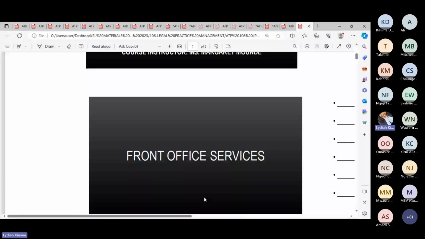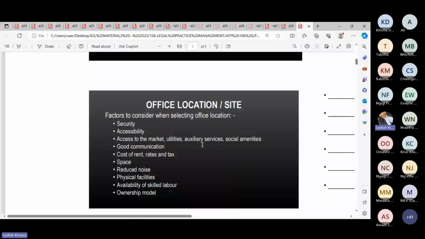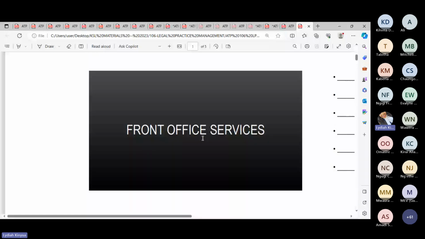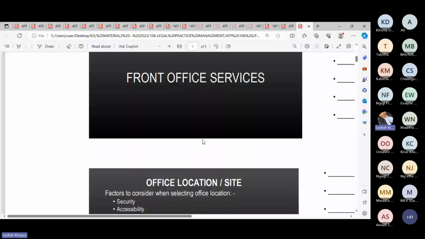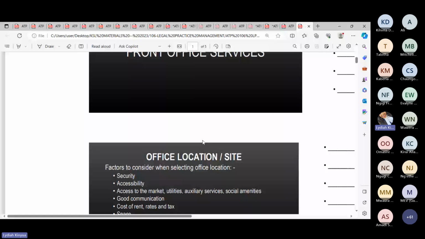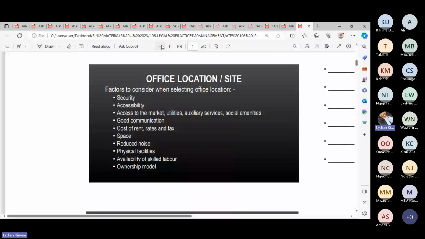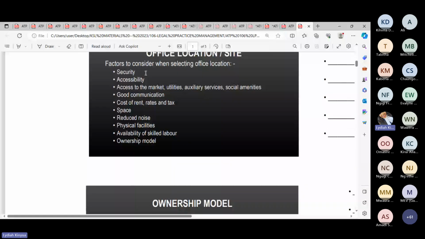The questions usually, the topic is office administration and management, which includes front office services. So the questions usually are, how do you deal with nuisances who come to your front office? Like someone who didn't have an appointment, how do you deal with them? And how you choose your office location. Let's look at a past paper question. You choose your office location depending on security, accessibility, space, cost of rent, reduced noise.